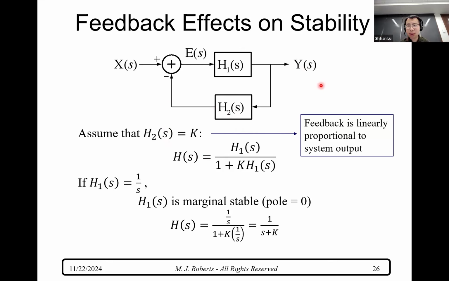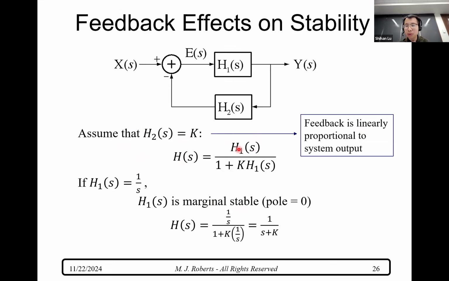As we noted here, the feedback is linearly proportional to the current system output. All right, so just plug H2 of S into the definition of the transfer function in the feedback system, and it will be something like this.